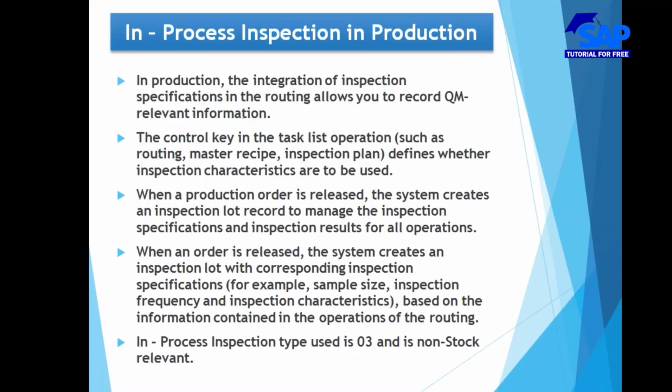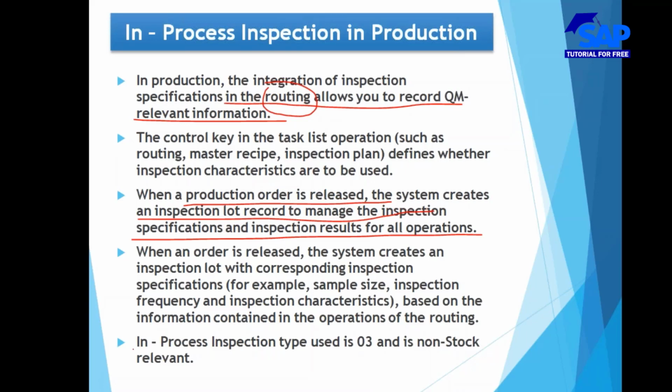In production, the integration of inspection specification in the routing allows you to record QM relevant information. So all the characteristics you will put in the production routing, not in the inspection plan. When a production order is released, the system creates an inspection lot record to manage the inspection specifications and inspection results for all the operations.